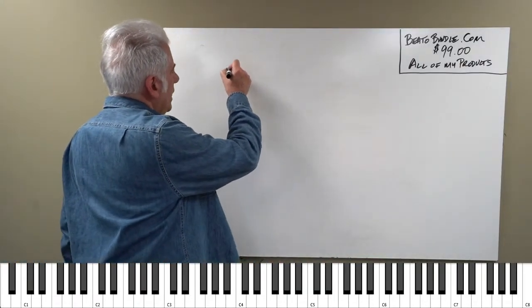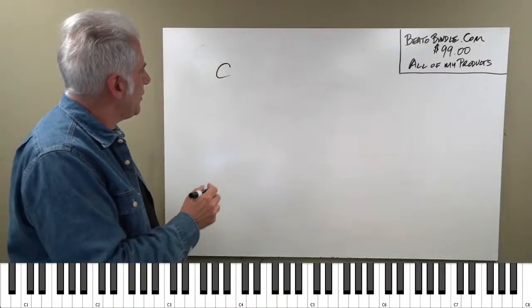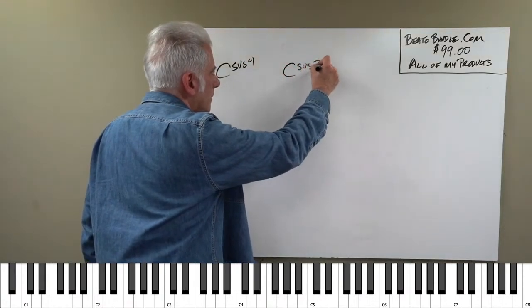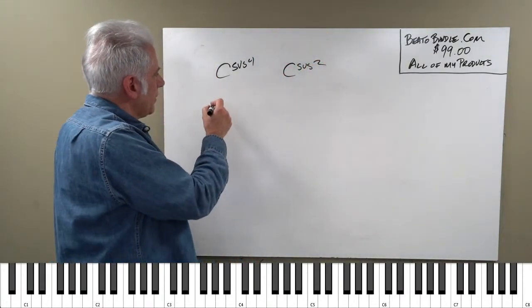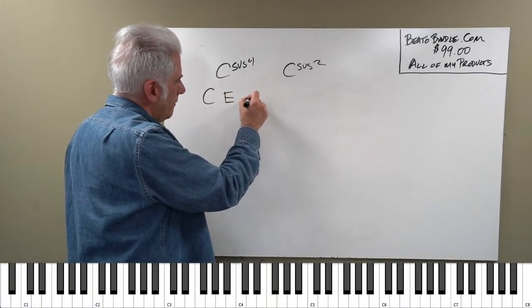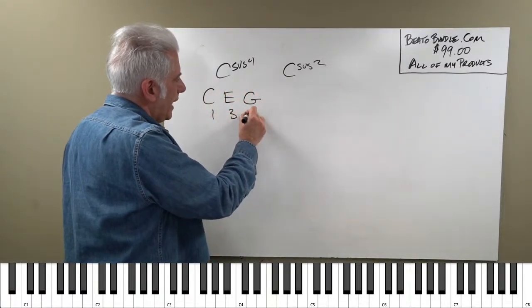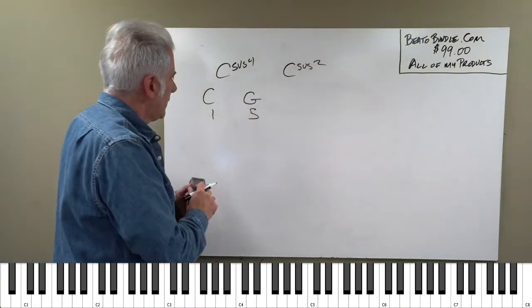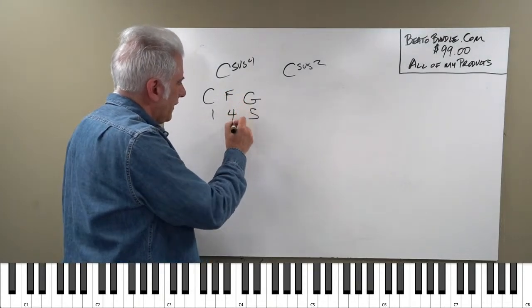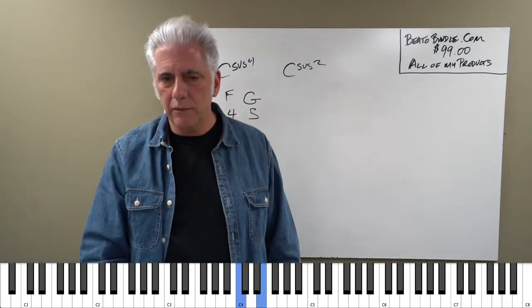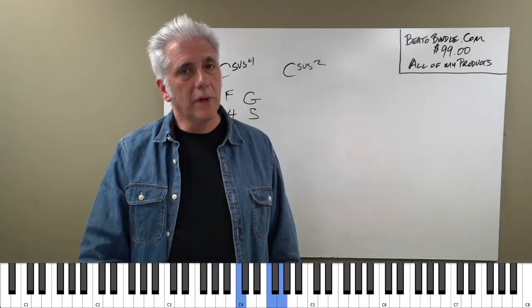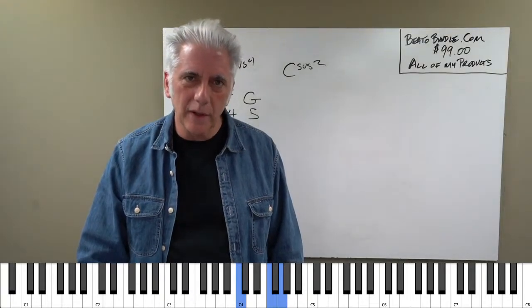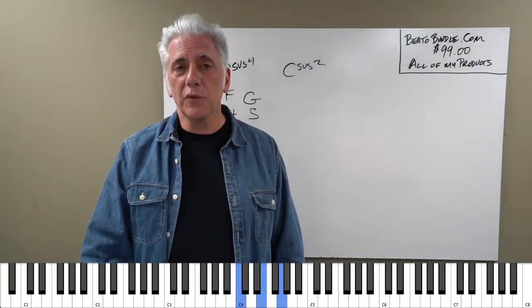So if I take a C sus 4 or C sus 2, C sus 4 is you take the middle note. So here would be a regular C major, 1, 3, 5. And you make that middle note the fourth note of the scale: C, F, G. So it's 1, 4, 5 of the chord. Here's C, E, G, a C major. This is C sus 4. It's called a suspended 4 because, in classical music, it wants to resolve down.